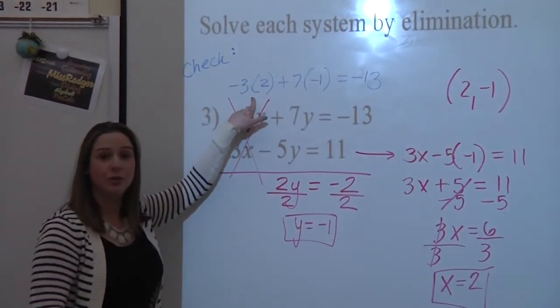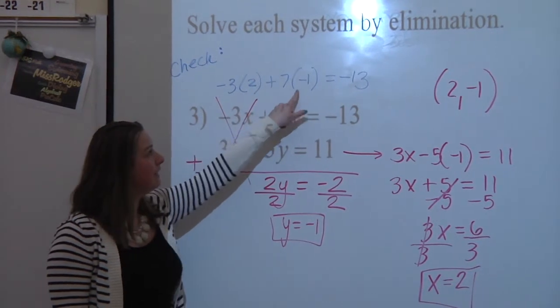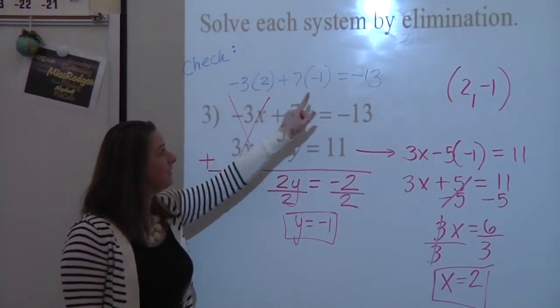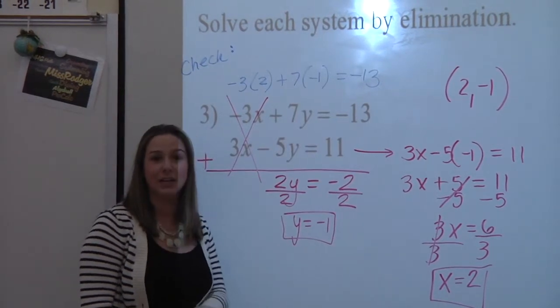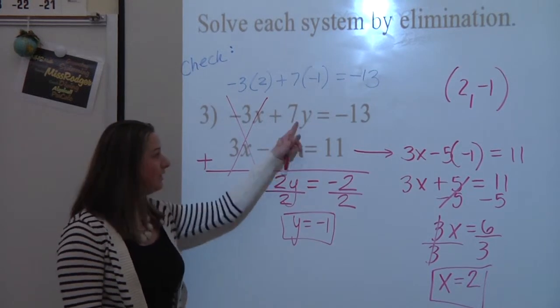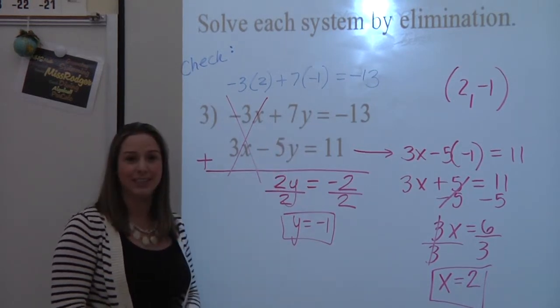Negative 3 times 2 is negative 6. 7 times negative 1 is negative 7. So negative 6 plus negative 7 is negative 13. So that verifies that the solution 2, negative 1 will satisfy both of these inequalities.